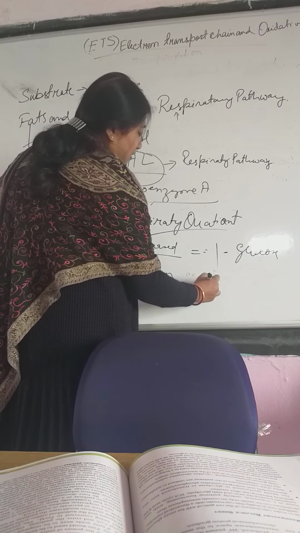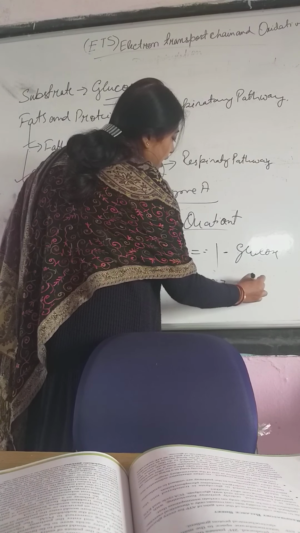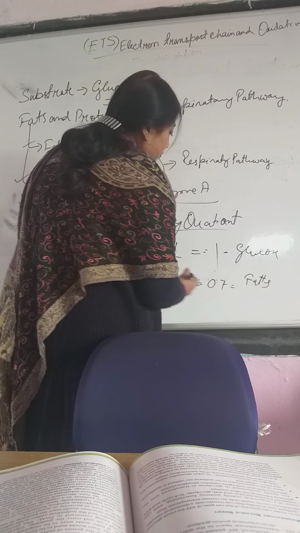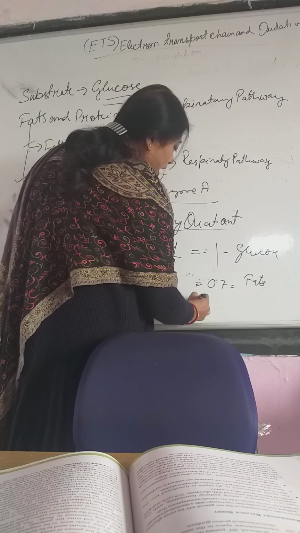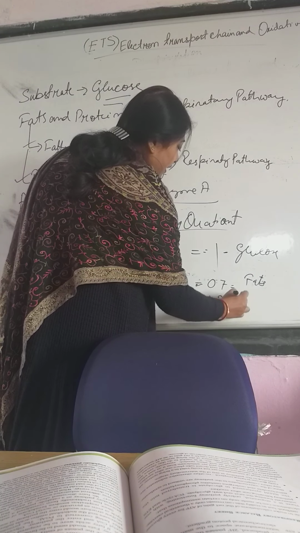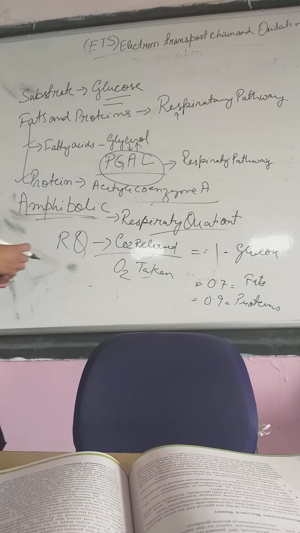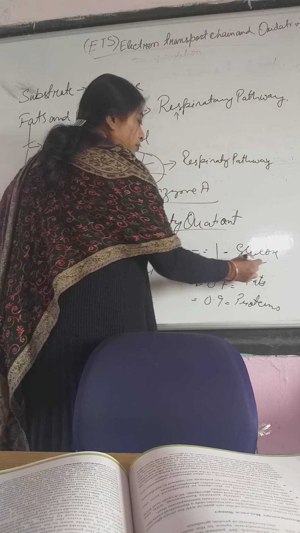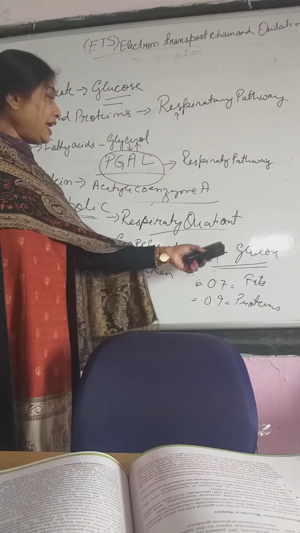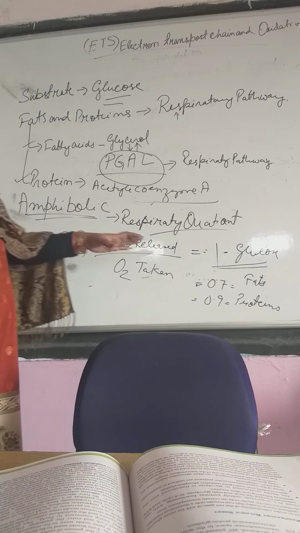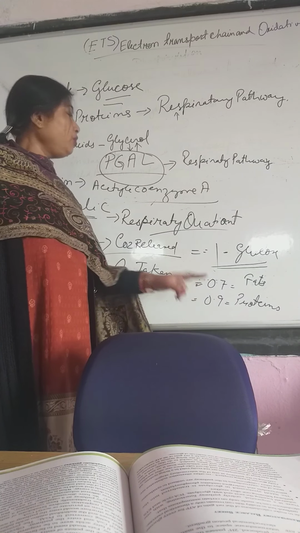If it is fats, it is 0.7 for fats and it is 0.9 in case of proteins. That means what? If glucose is used as a substrate, the respiratory quotient is 1, that means maximum amount of energy is released. With fat, a little less, 0.7, and with protein, very little amount of energy is released.